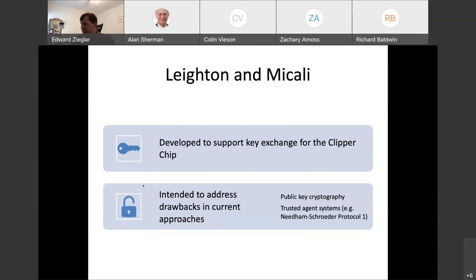And the other was that they wanted to address some of the drawbacks in the trusted agent scheme, like Kerberos and Needham-Schroeder, which is also why I showed you what Needham-Schroeder was, because they wanted to address those drawbacks in that scheme. And some of the drawbacks they were trying to address: if you looked at Needham-Schroeder, you noticed that in order to ever communicate, you always have to talk to the trusted agent. So they wanted to come up with a way not to do that.